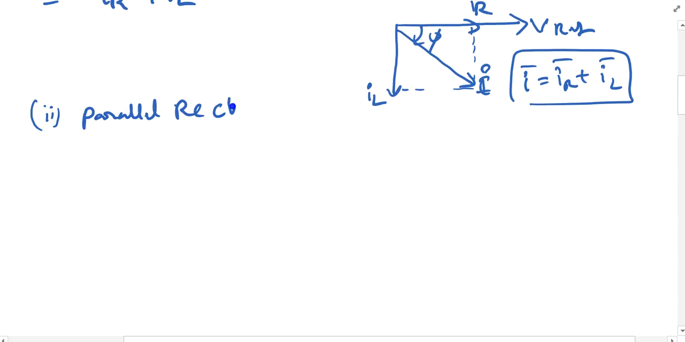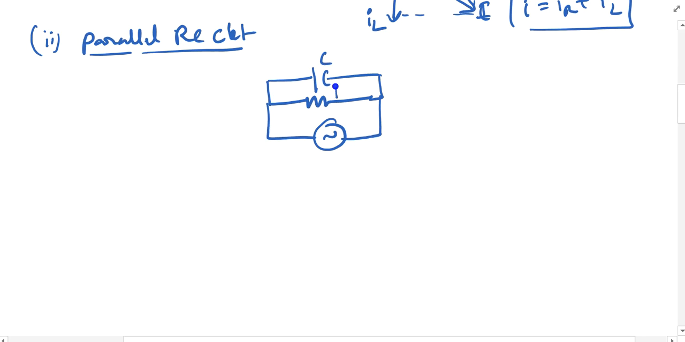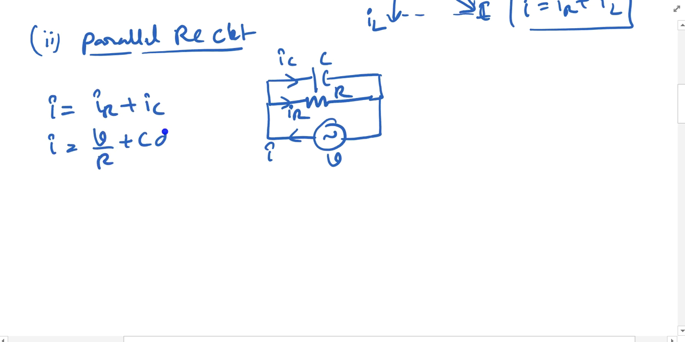Parallel RC circuit. Again, this could be the diagram you are getting for this RC circuit. This is C and this is R, and this is the current I flowing, with IC the current in the capacitor and IR the current in the resistor. So I is equal to IR plus IC, and that is V by R plus C dV by dt.